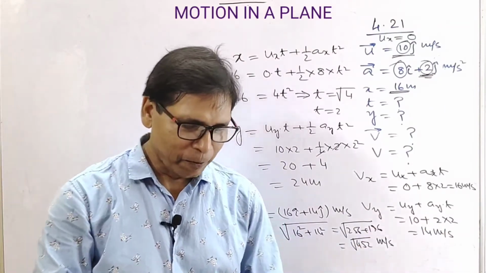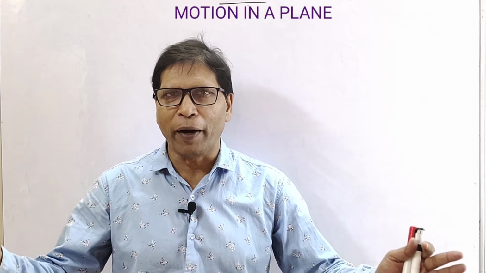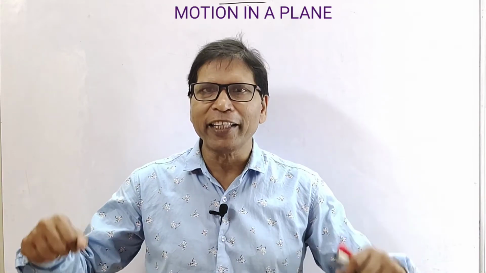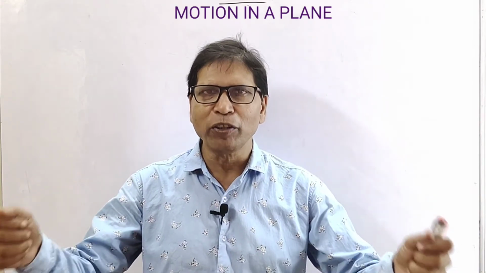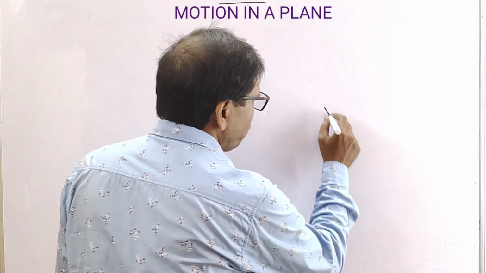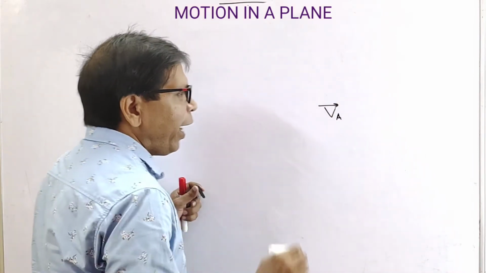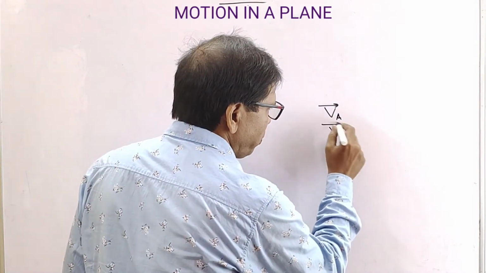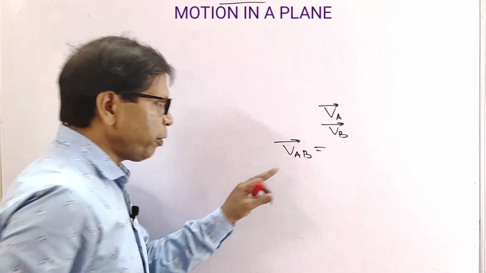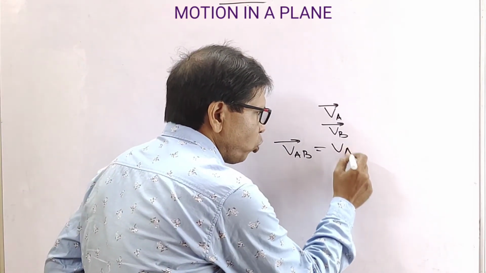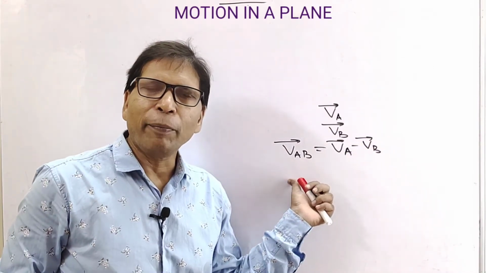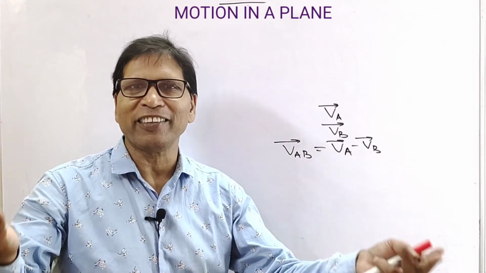Now next, relative motion of a particle. The velocity of a particle with respect to another particle is called the relative velocity of the first with respect to the second. Suppose the first particle moves with velocity VA vector and the second particle moves with velocity VB vector. So the relative velocity of A with respect to B, VAB vector, is equal to VA vector minus VB vector. So relative velocity is the vector subtraction of two velocities.